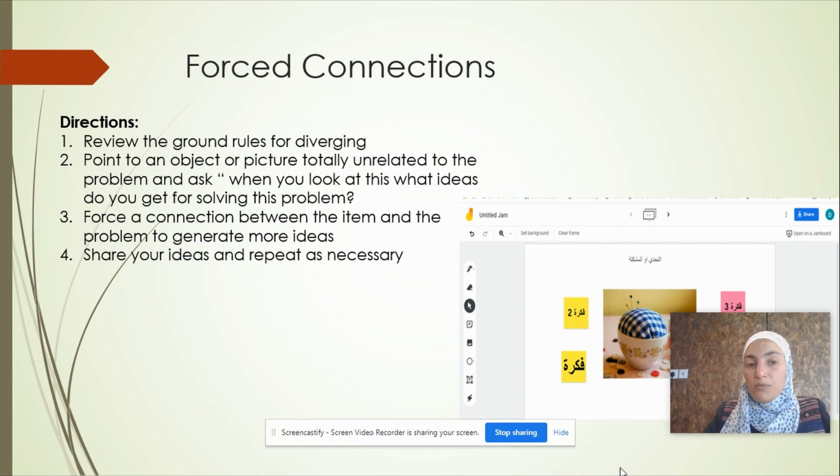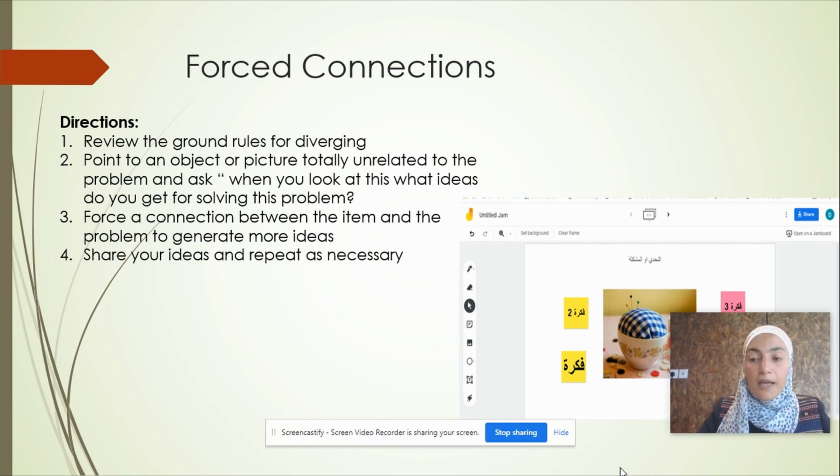Then point at any object or picture totally unrelated to the problem and ask them, when you look at this, what ideas do you get for solving this problem? So they will start making connections between the problem and that object, a connection between the item and the problem, to generate more ideas. Then they have to share their ideas, and you can repeat this technique as much as you can.